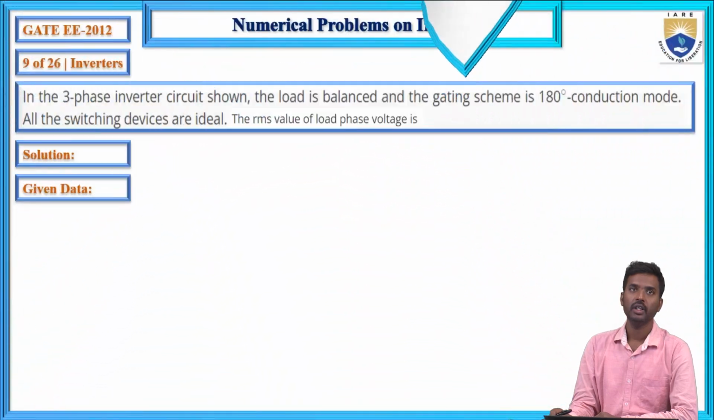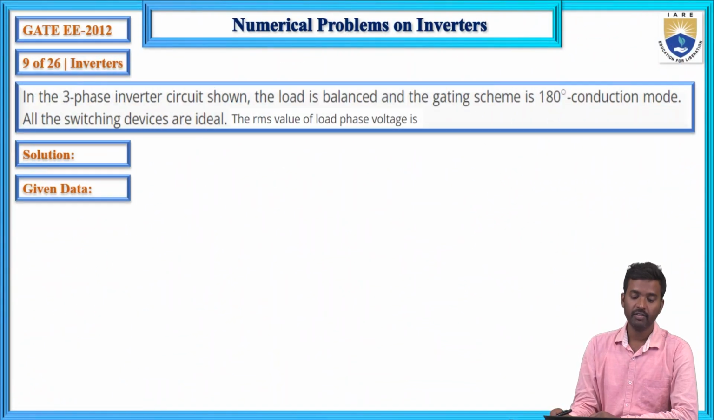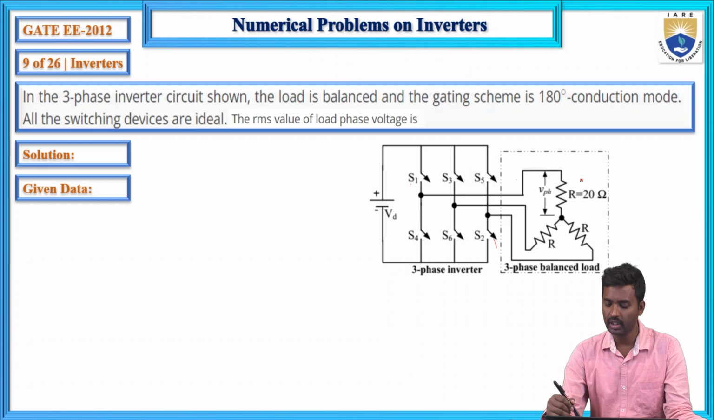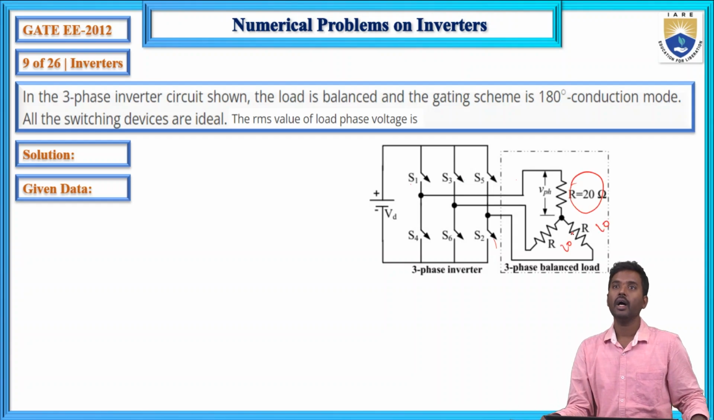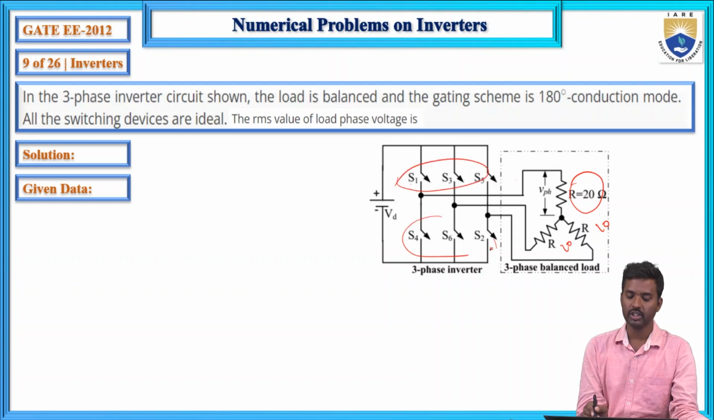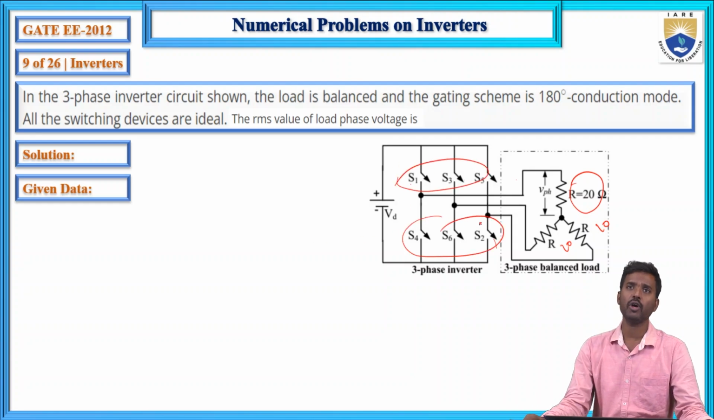And next, the ninth question: a three-phase inverter as shown in the figure. This is a three-phase inverter, with three legs. The upper switches are the odd group, S1, S3 and S5, and S4, S6 and S2 are the lower group switches, the negative group switches. The load is balanced, 20, 20 and 20. It is in 180 degrees conduction mode. All the switches are ideal switches. Now calculate the RMS value of output voltage.